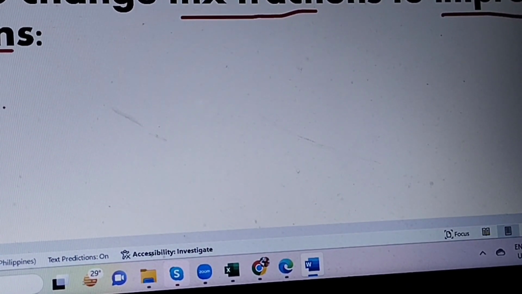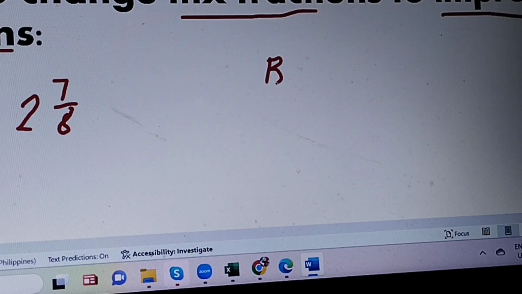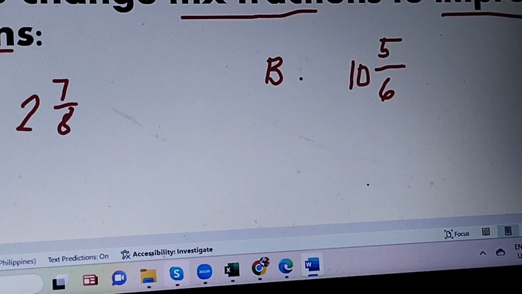So you can do it on your own now. Please solve this. Change these fractions to improper fractions. A is 2 and 7/8, and B is 10 and 5/6. Leave your answer in the comment box, and then I'm going to tell you if it's wrong or right.